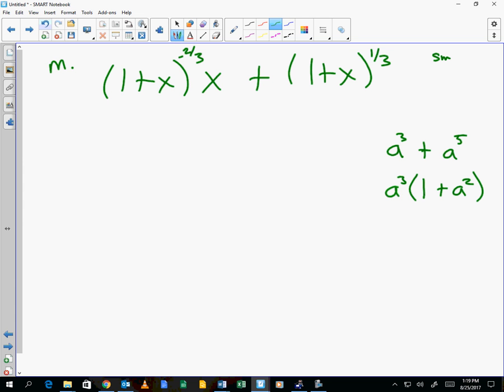Sometimes the smartboard can't keep up with our level of difficulty in mathematics. And there it goes. Just can't handle it.